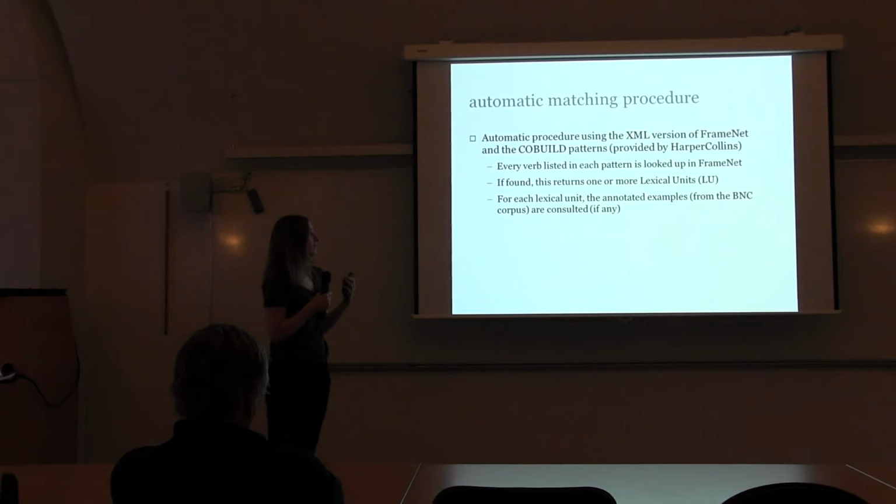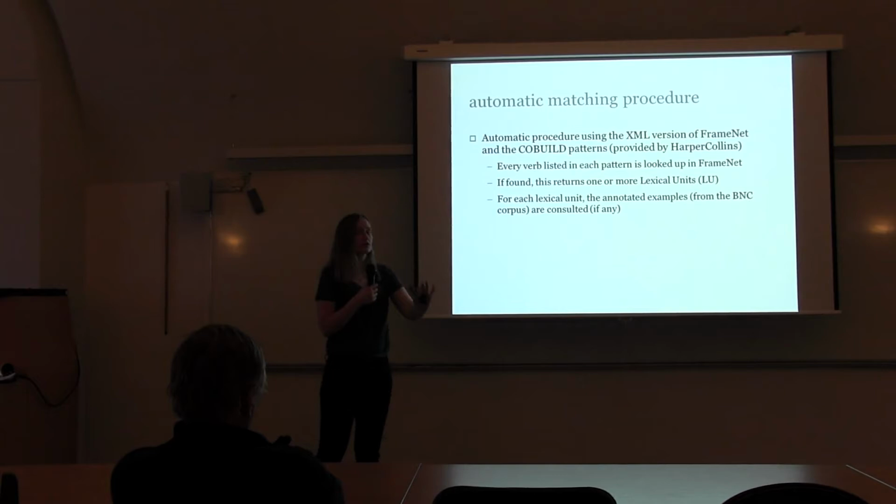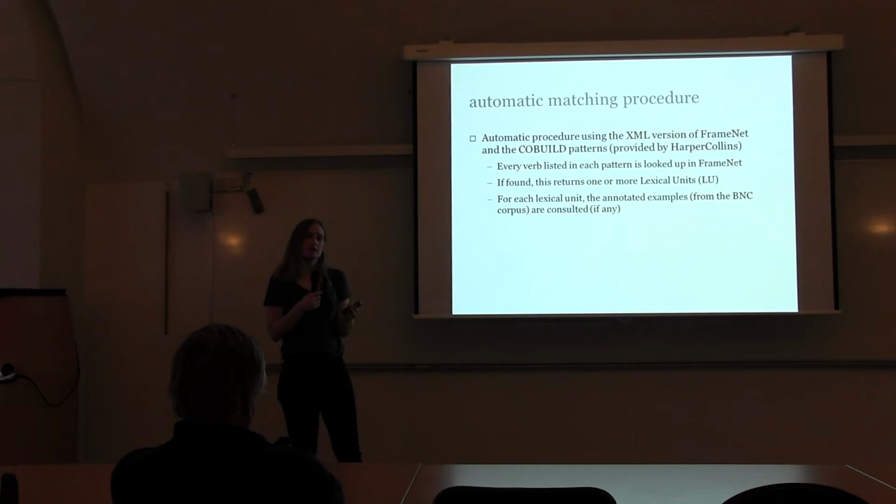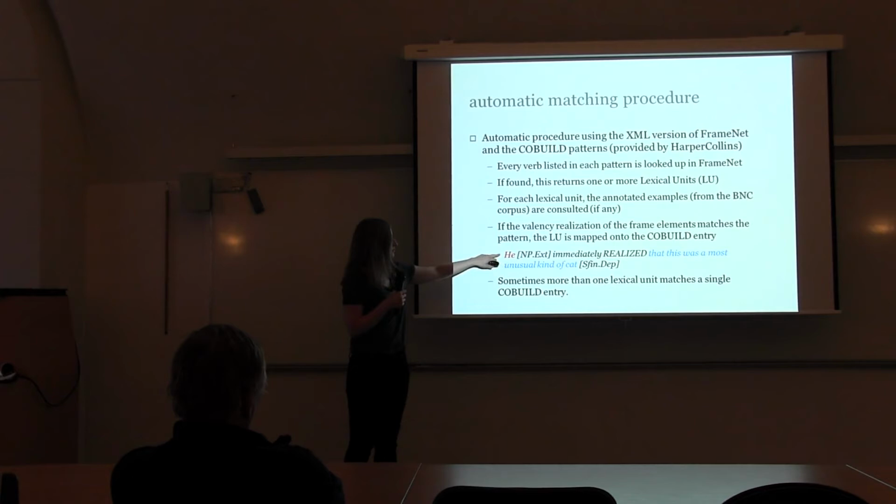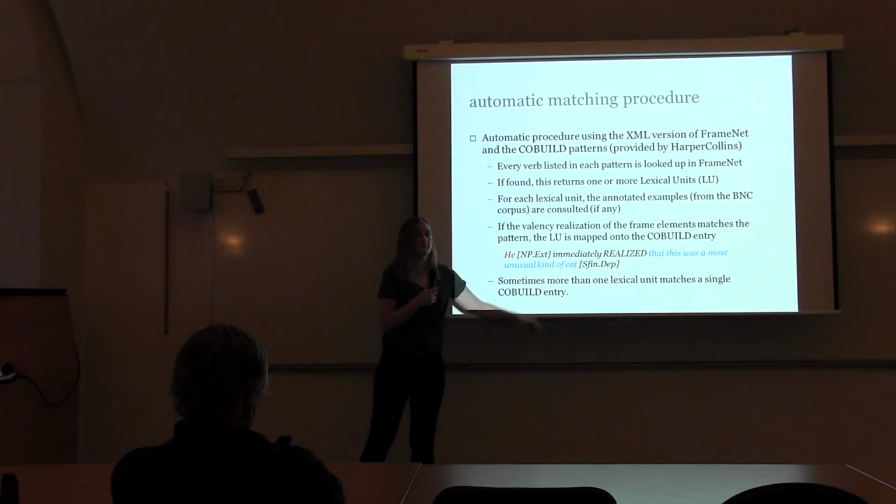And basically, it involves trying to match the verbs that are listed as attested in each of the patterns in grammar patterns with the lexical units of FrameNet. And basically, what it's doing is each lexical unit in FrameNet has examples, so like I showed you with the realize example, taken from the BNC. And these examples are annotated. They contain the frame elements, so it tells us that this is the cognizer and this is the content. And it also has some grammatical information in FrameNet.